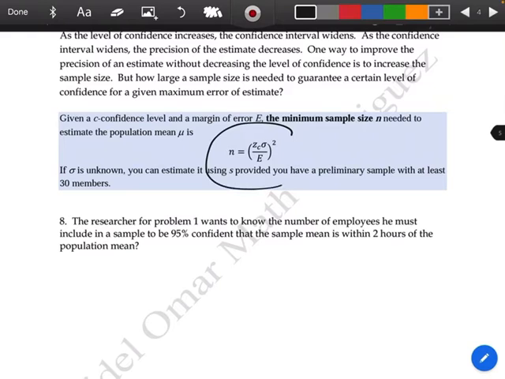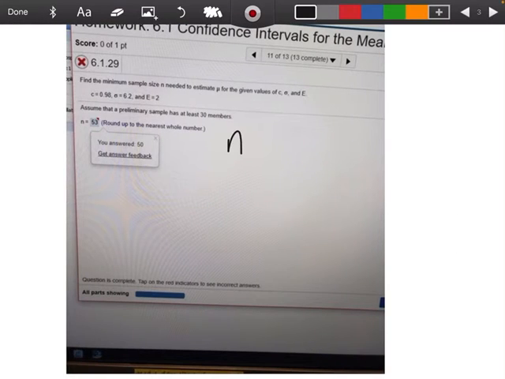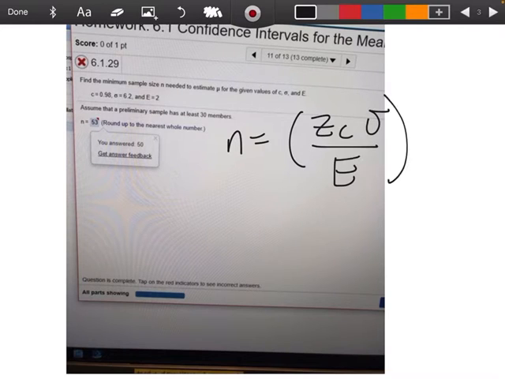So here's my formula for finding the minimum sample size. I'm going to write that down back on the page that we were on. So let's see, we have n equals zc times sigma all over e, and all of this is being squared. The first thing we need to do is find our zc value. Since my confidence level is 98%, I want us to think about what that means again.